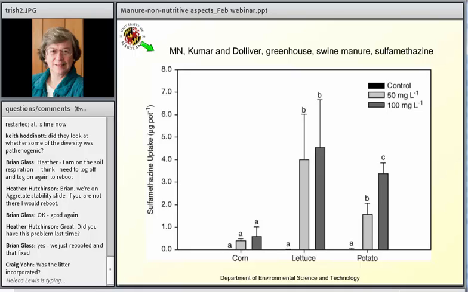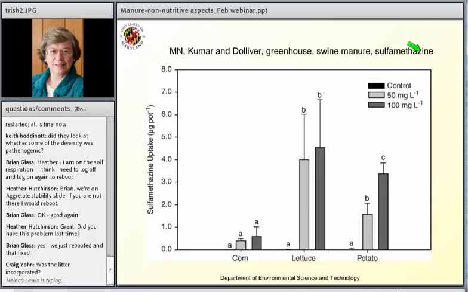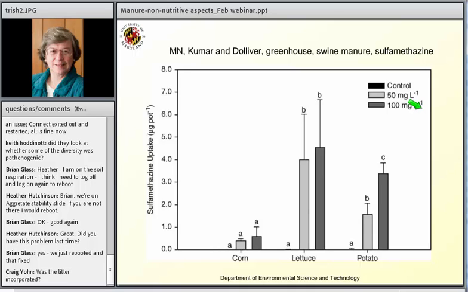So their second question was, well, okay, if there's more in the soil, will the plants take up more, or is there just kind of a cap regardless? And so this was a greenhouse experiment where they spiked manures with 2 levels of sulfamethazine, 50 milligrams per liter of manure and 100 milligrams per liter. And sure enough, they found that there tended to be more taken up if there was more in the soil. Okay? They also showed that there are certainly some very significant differences. Lettuce took up more than the potato did, and potato took up more than corn.